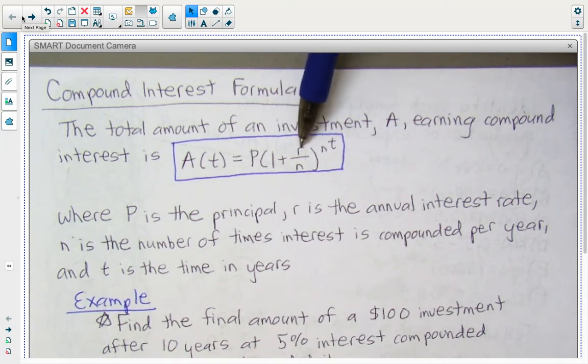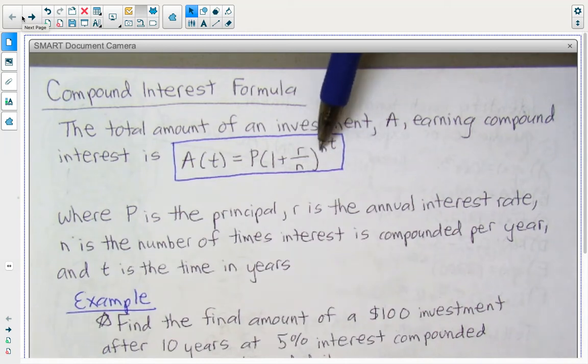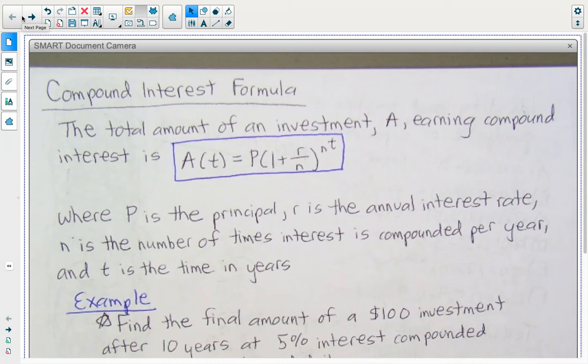This is still going to be my rate as a decimal. So R is still the rate as a decimal. N is how many times it's happening per year. And then T is my time period in years. So similar to the other formula, except for the other formula, I was only doing it once a year. Now I can do it 12 times a year or 4 times a year, things like that.